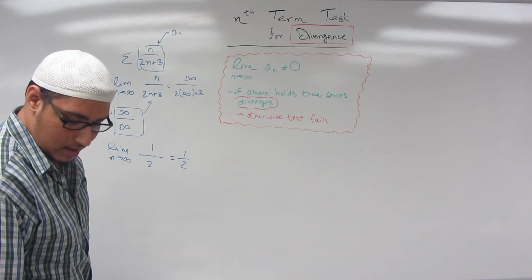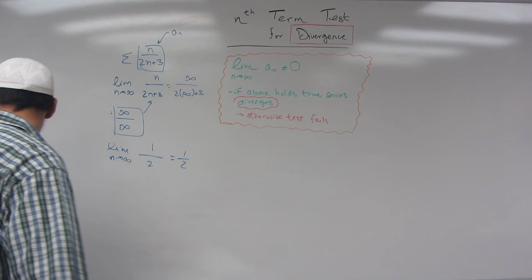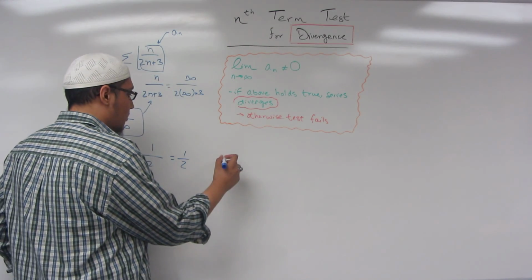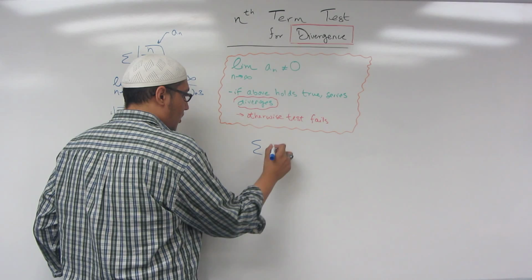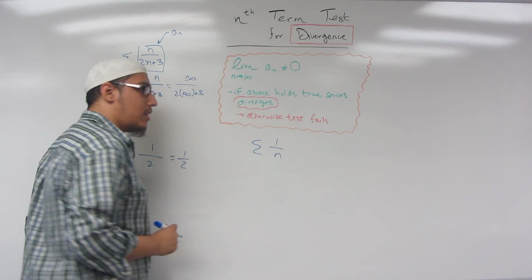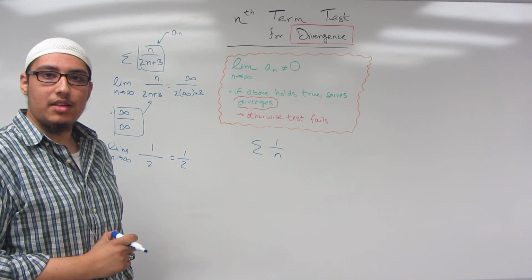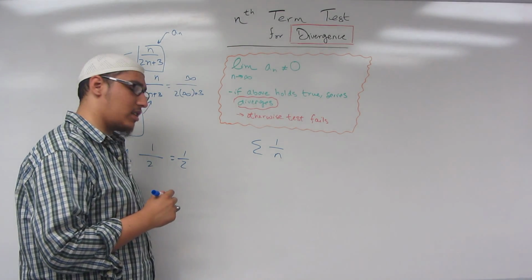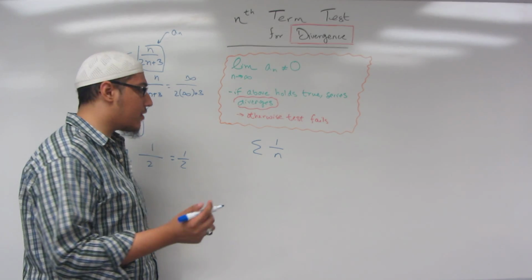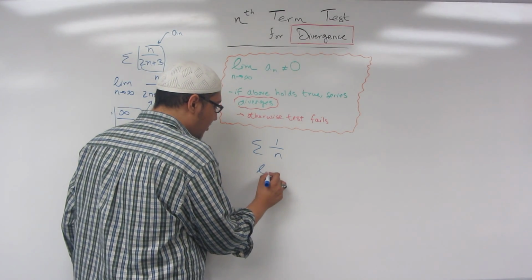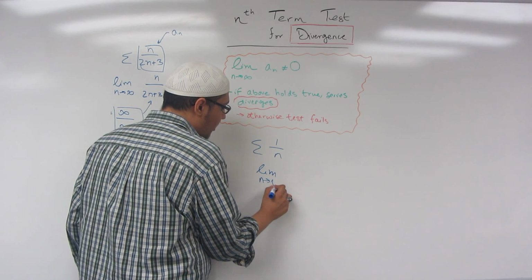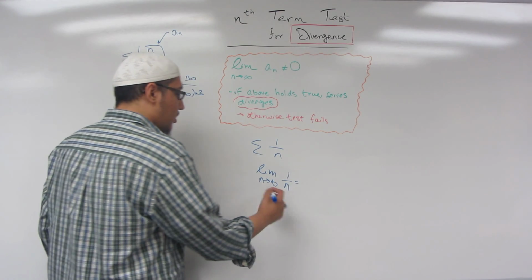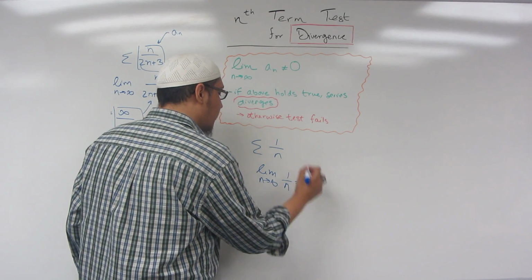Okay? Now, let's go over another example right here. I'll just write it right here. How about the sum of 1 over n? Again, you can use a lot of tests. The first test that should always come to your mind is, can I use the nth term test for divergence? So let's try it. The limit as n approaches infinity of 1 over n is equal to, well, let's substitute infinity in, 1 over infinity.